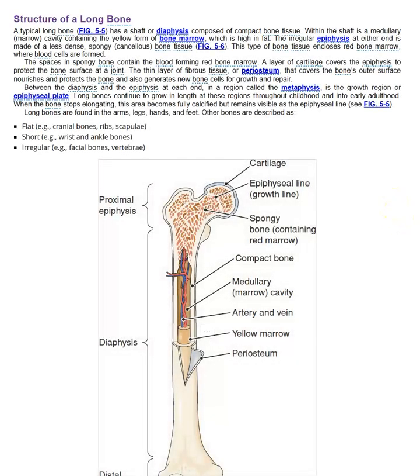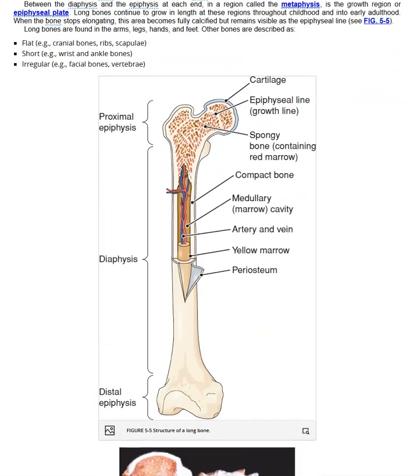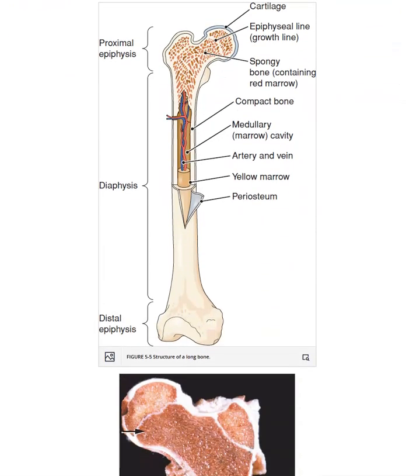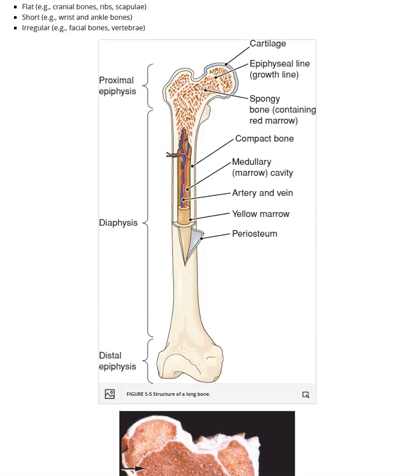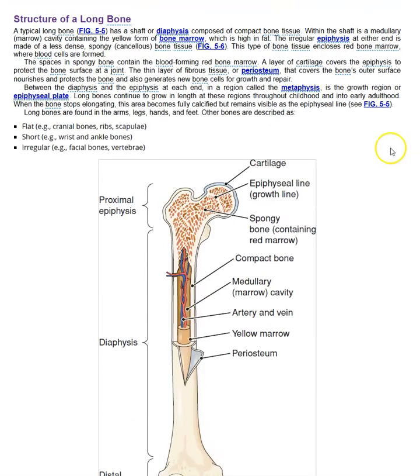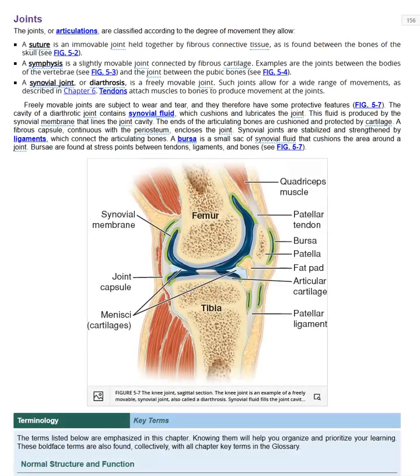Structure of a long bone. Again, let me just state this is not an anatomy class. I do not expect you to memorize this and know this. However, what is expected of you is if bone marrow or periosteum or metaphysis is mentioned on a quiz or a test, you're going to need to know where to find this information for reference. So please read this, become familiar with it for this course.